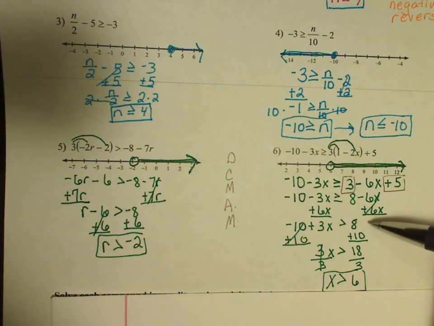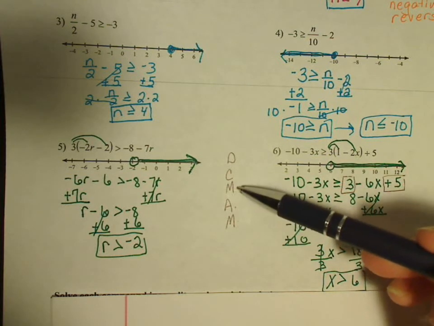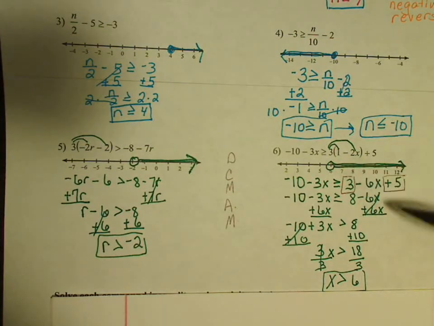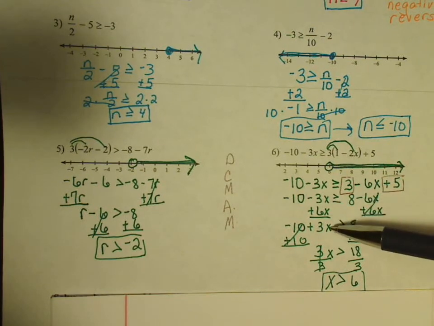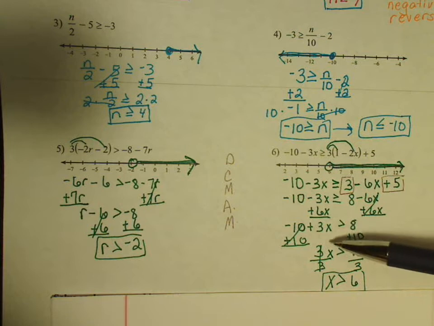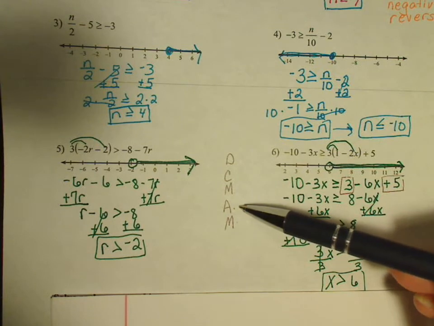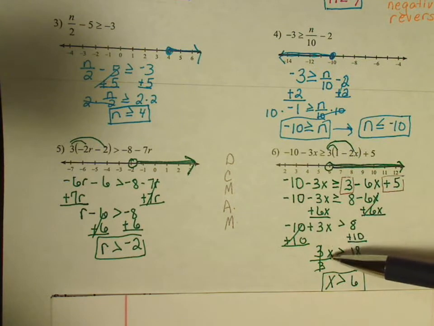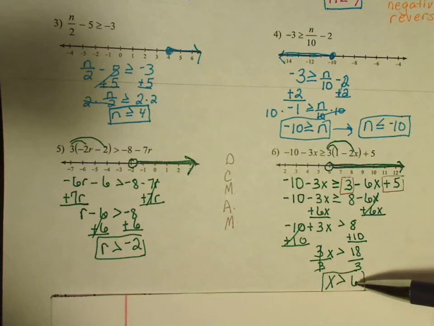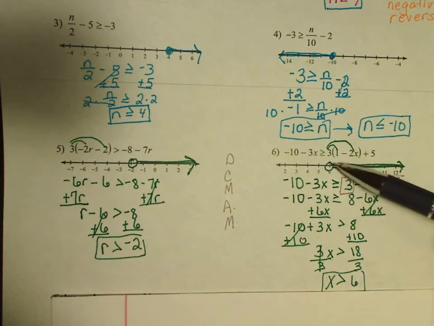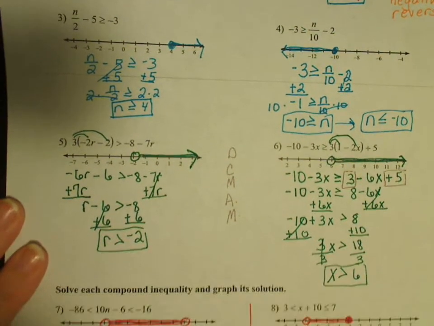Now I want to get all my x's on the same side. I want to move variables to the same side. So to do that, I decided to do the inverse of minus 6x and add 6x to both sides. Those cancel, and this gives me 3x. Now I'm going to do the inverse and add 10 to both sides because I want to do the inverse of add or subtract. And then I do the inverse of multiplication, and I divide both sides by 3, and I get this answer. So x is greater than 6. Open circle on the 6, highlighted to the right.